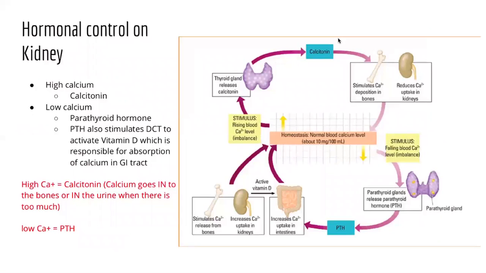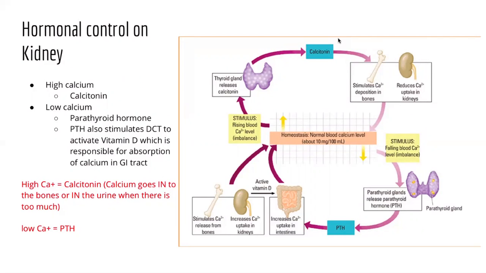Lastly, I want to talk to you about the hormonal control on the kidney. Just like many other organs in your body, the kidney is regulated by hormones, especially when there are changes in calcium in your blood; your kidney will be affected. So it follows right along with the homeostatic feedback control of your bone regulation.